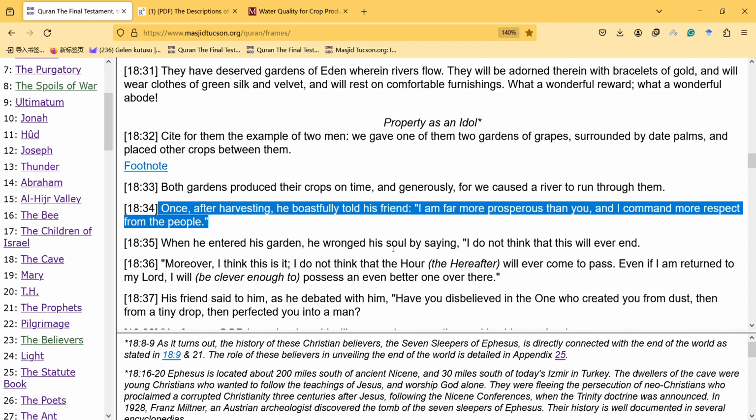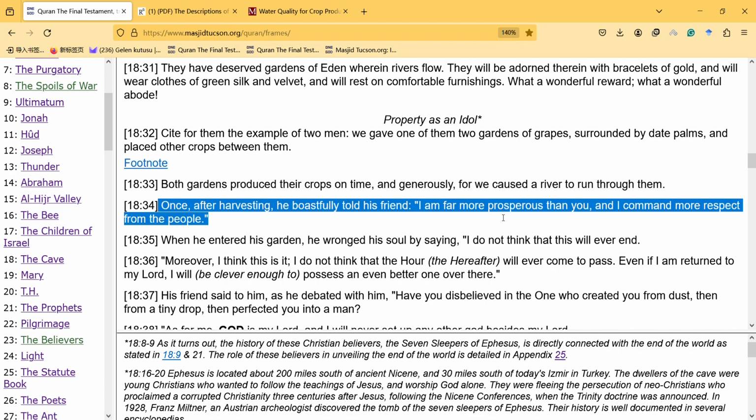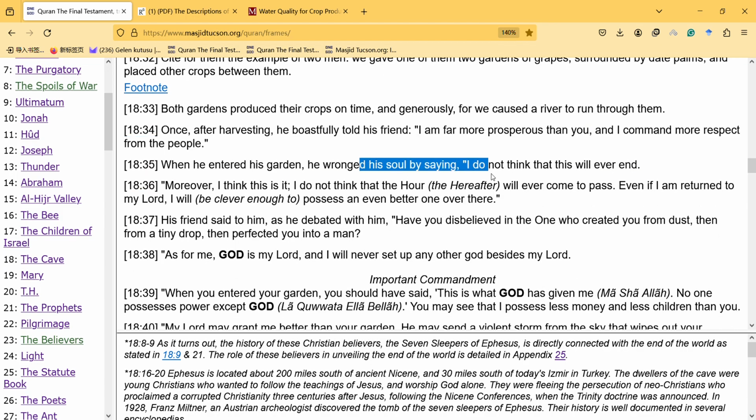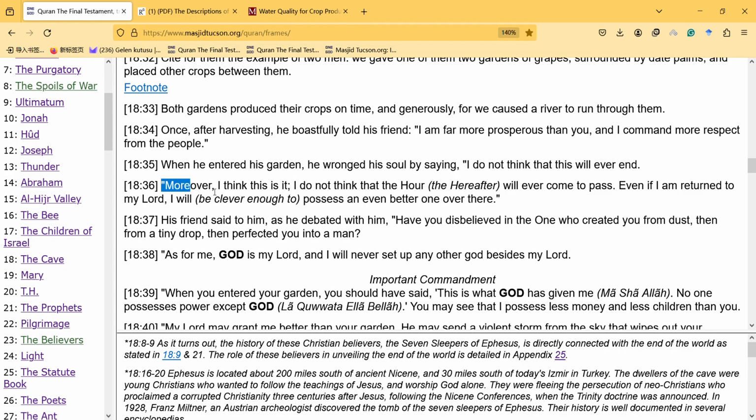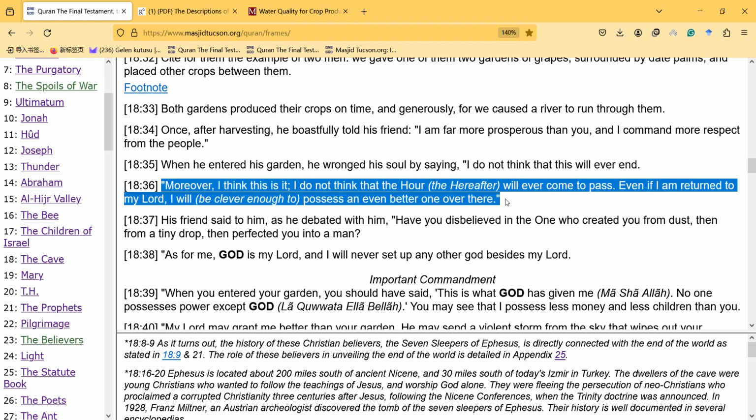Once after harvesting, he boastfully told his friend, "I am far more prosperous than you, and I command more respect from the people." When he entered his garden, he wronged his soul by saying, "I do not think that this will ever end. Moreover, I do not think that the hour will ever come to pass. Even if I am returned to my Lord, I will possess an ever better one over there." So this is an interesting type of unbeliever, and he also believes that in the afterlife he will have a better heaven.